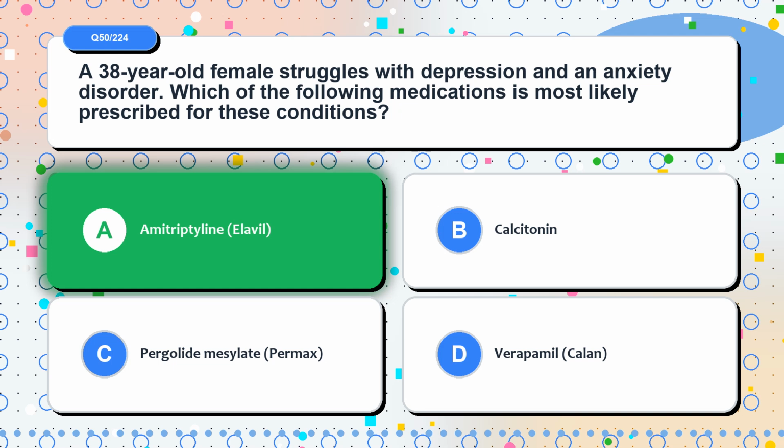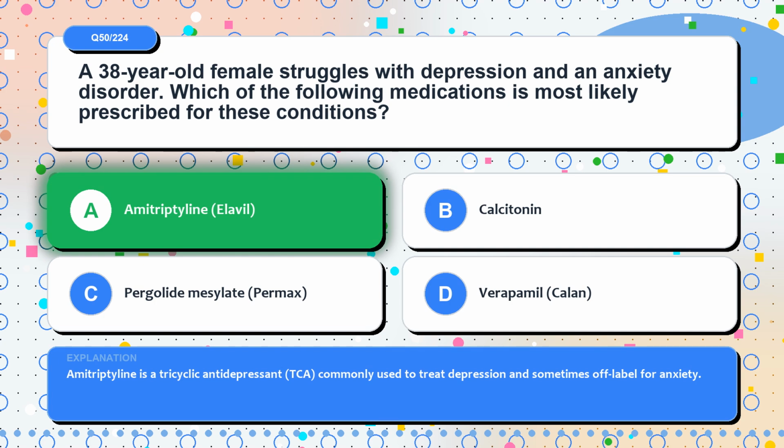The correct answer is option A, amitriptyline (Elavil). Amitriptyline is a tricyclic antidepressant (TCA) commonly used to treat depression and sometimes off-label for anxiety.